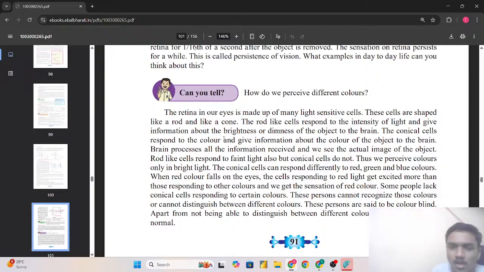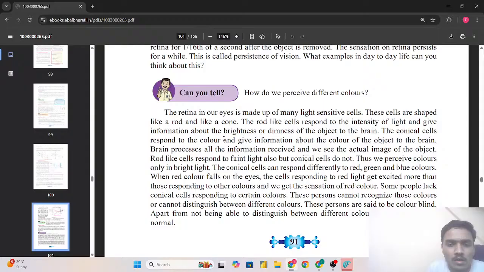और जो रॉड शेप्ड लाइक सेल्स होते हैं, they are actually responding to the intensity of the light, that is how much is the brightness or the dimness of the object, to the brain. The conical cells respond to the color and give information about the color of the object to the brain. Brain processes all the information received and we see the actual image of the object. So brain processes all this color and intensity of the light and then gives the information about that particular object.